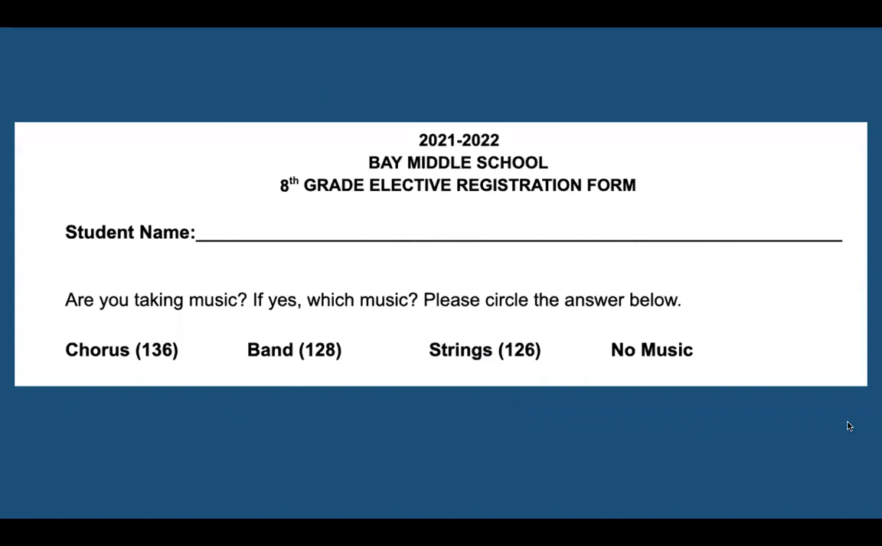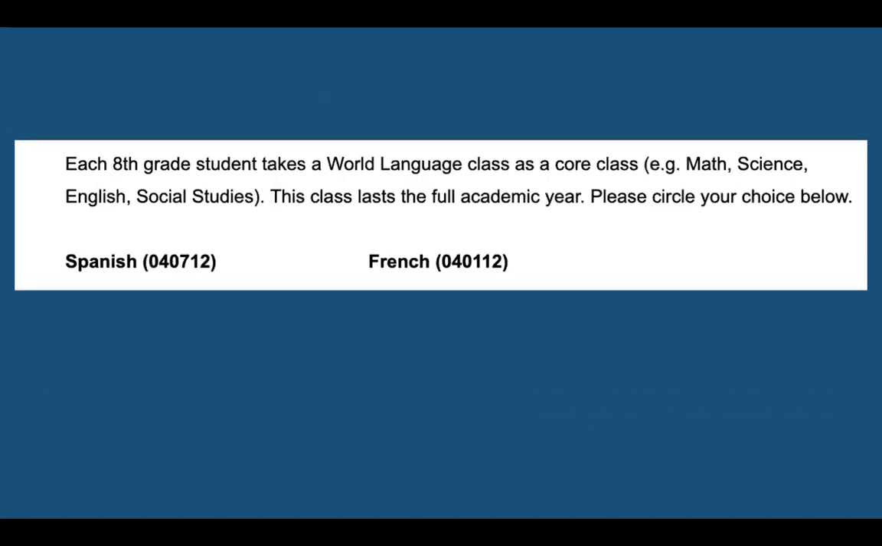Here is the sheet that you got. So here is your elective registration form. Put your name on top and indicate whether you are taking music. If yes, which music? Please circle the answer below. If you are not taking music, remember to circle that.